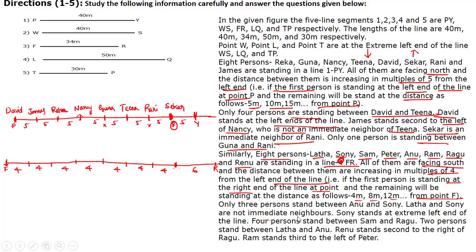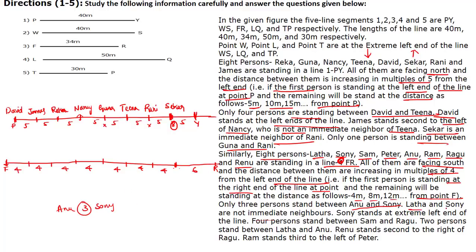So now let us go one by one, friends. Only 3 persons stand between Anu and Soni. So there is a gap of only 3 persons between Anu and Soni. Let me write it here. Between Anu and Soni there is a gap of 3 persons, but we don't know where Anu or Soni is. That is why we cannot put this information. So we have to keep this information on hold.